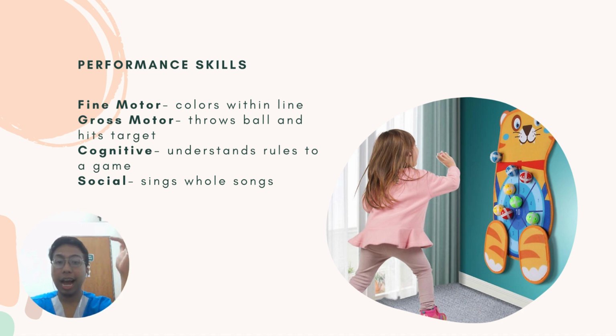And then cognitive, understands rules to a game. So for example, like I said before, play hide and seek. Those simple rules, then they can finally understand the rules. And then last but not least, social, sings whole songs.